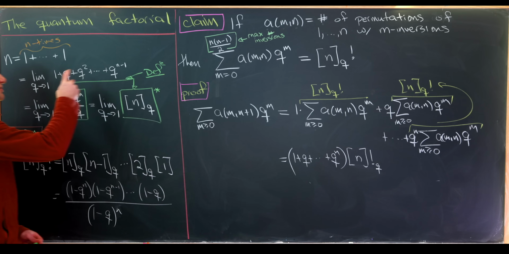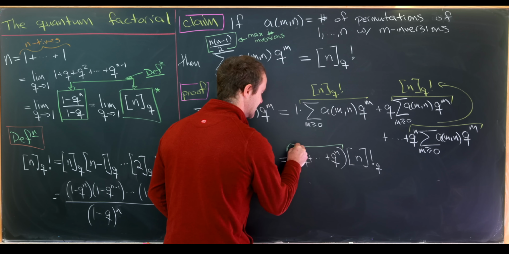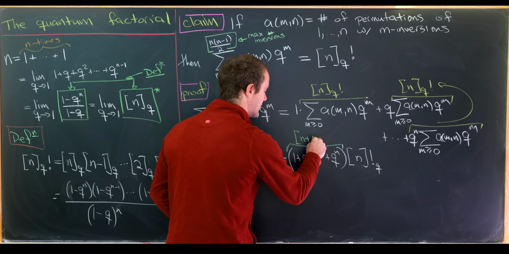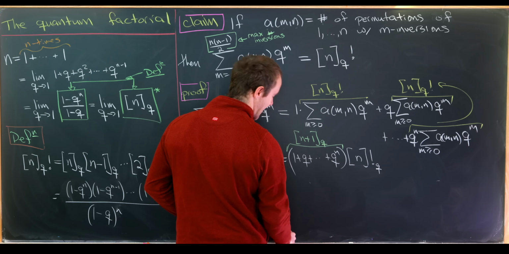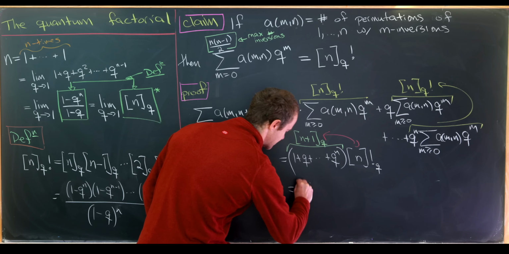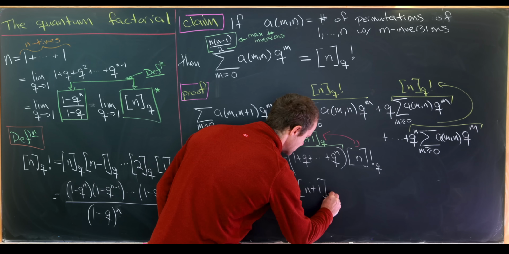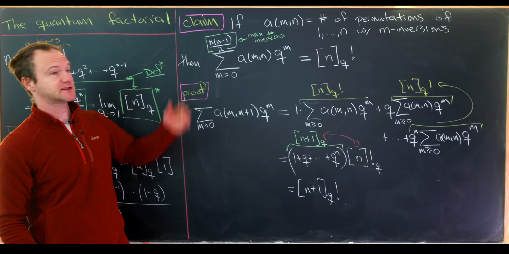But by our definitions over here, we see that this is exactly the q analog of n plus 1. And so if we smash these two together, we get the q analog of n plus 1 factorial. But that outlines an inductive proof that this holds.